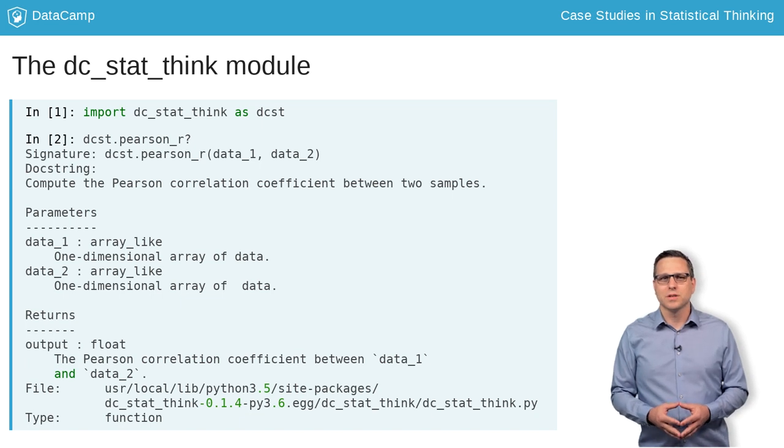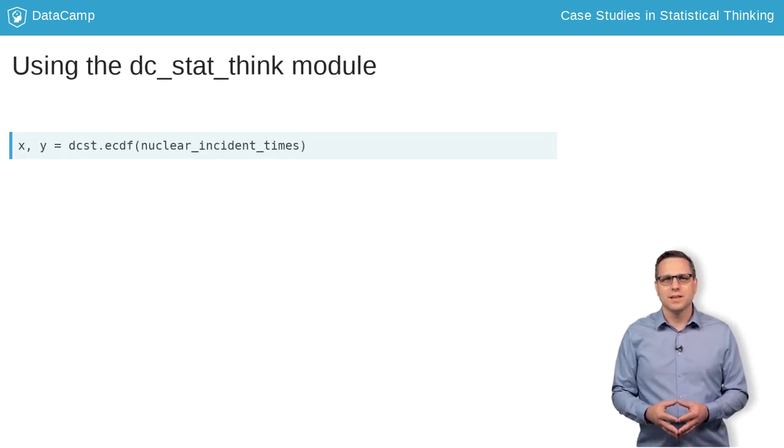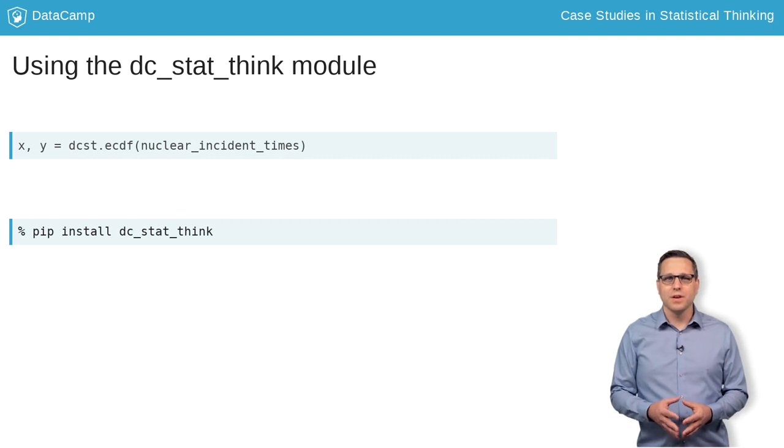So in this course, to use the ECDF function, use dcst.ecdf. To install the DCStatThink module on your own machine, you can do pip install dcstatthink on the command line. Okay, I think you're ready to apply hacker stats to learn about fish sleep.